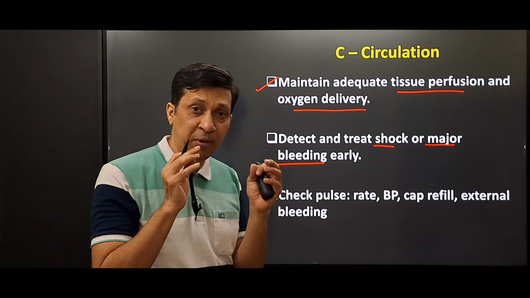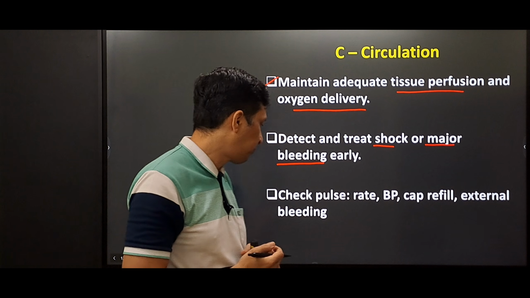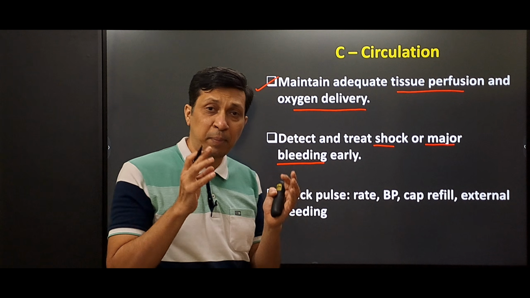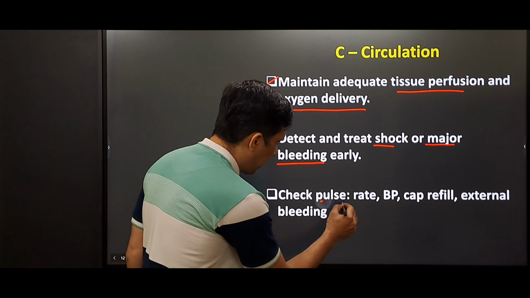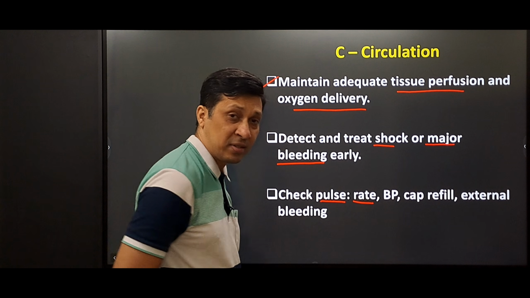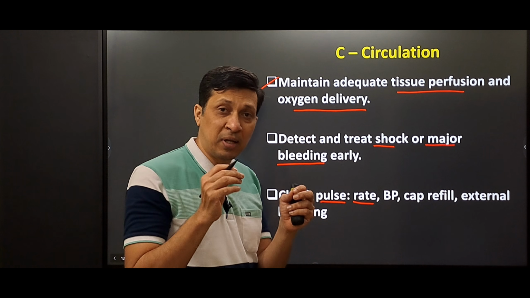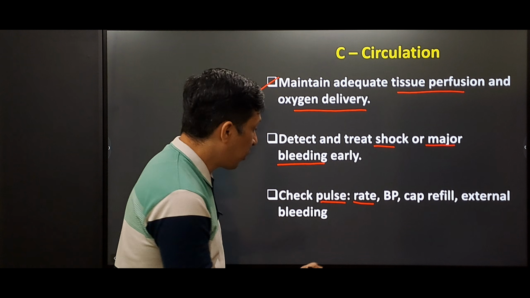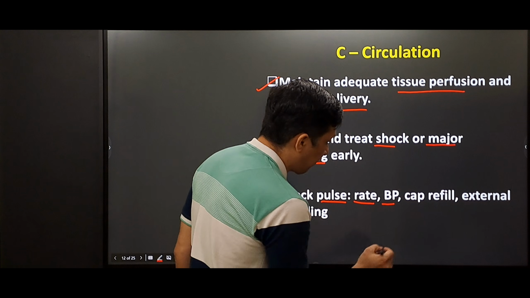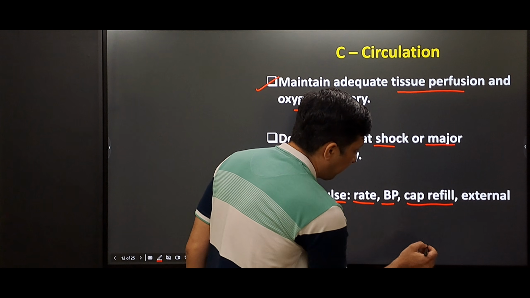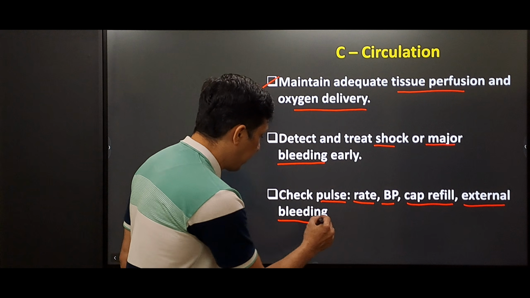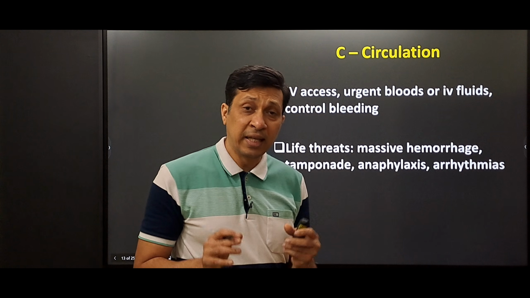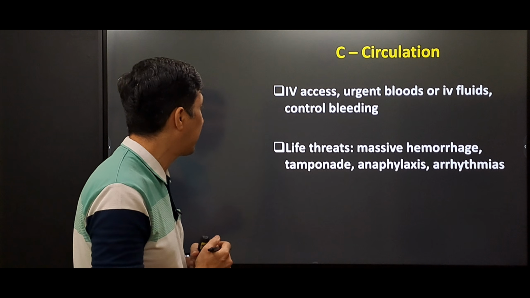Bleeding is especially important during trauma. How will you check if the patient's circulation is proper or not? You will look for the pulse. What is the rate of the pulse? Whether the pulse is feeble. You will also check the blood pressure. You will also see the capillary refill time, and you will also see if there is any external bleeding or not. Then how will you manage these conditions?